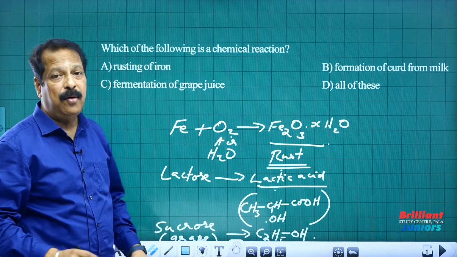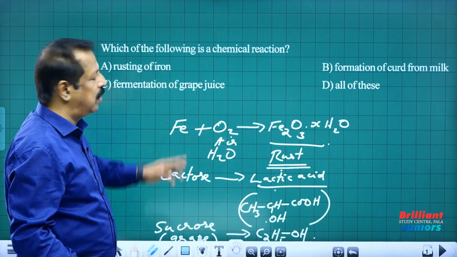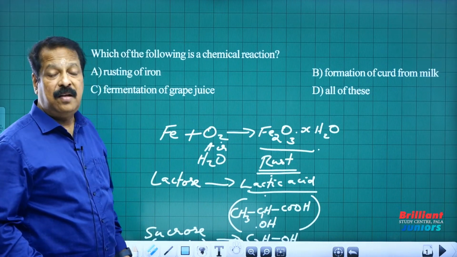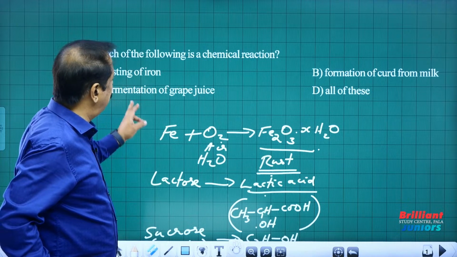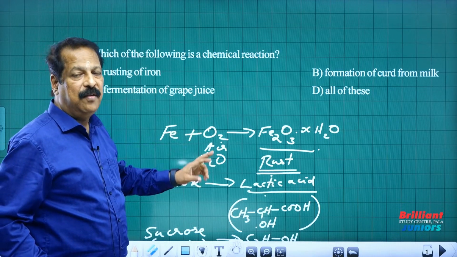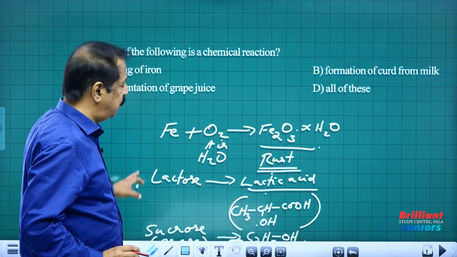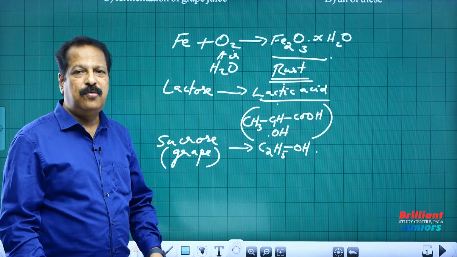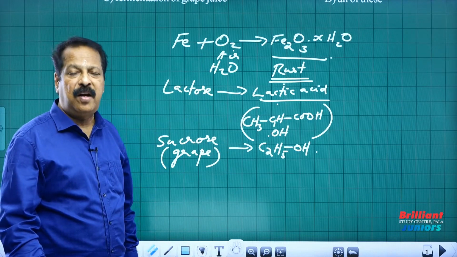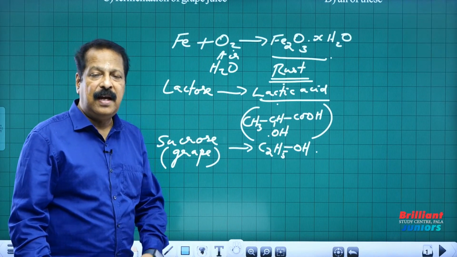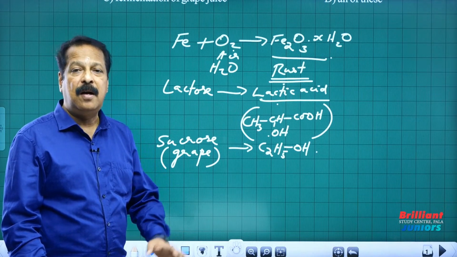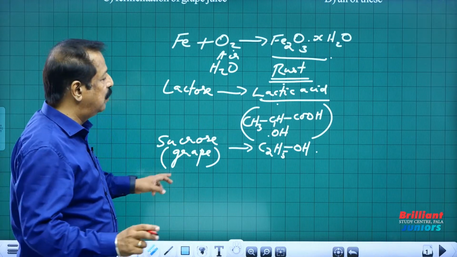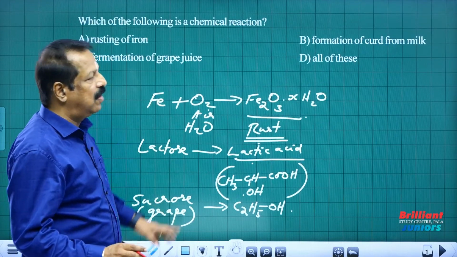So here, which of the following is a chemical reaction? We will see the first one. Rusting of iron is a chemical reaction. Formation of curd from milk is another example of a chemical reaction. Fermentation of grape juice: if you keep grape juice, which contains sucrose or sugar, grape juice, pineapple juice, or whatever juice, in air for 2 or 3 days, it will undergo fermentation and the products formed will be ethyl alcohol, carbon dioxide, and some water. It is a very dilute solution of ethyl alcohol. So ethyl alcohol is forming. So that is another chemical reaction.